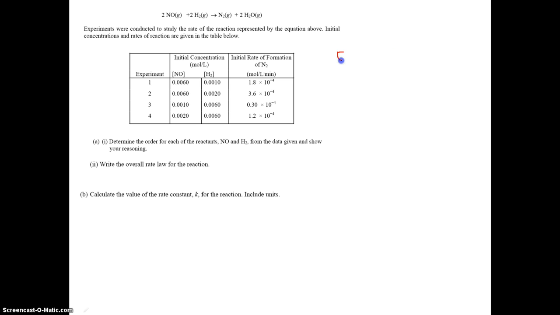And so in part A, we'll start by looking at H2. If I look at H2, I need to find places where NO is not changing. That looks like reactions 1 and 2. So for H2, we'll look at reactions 1 and 2.